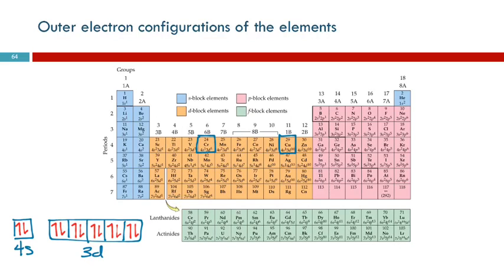So is the highest energy still in the 4th level, or the 4th floor, or would it be the 3d? The 3d subshell is higher in energy than the 4s, but it's not considered valence electrons. Valence electrons is not necessarily the highest energy. It's the highest shell number.